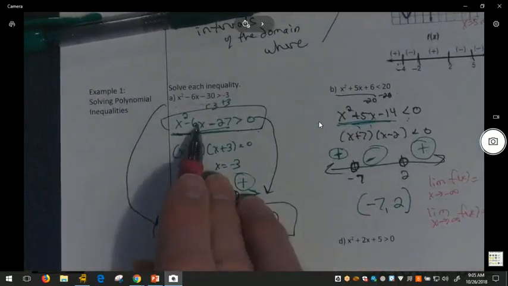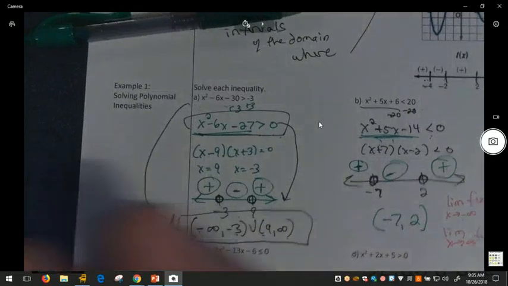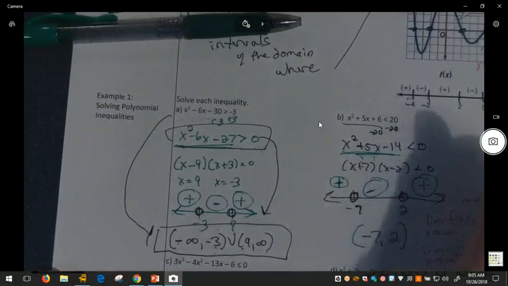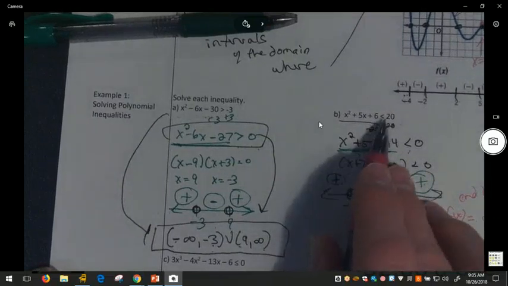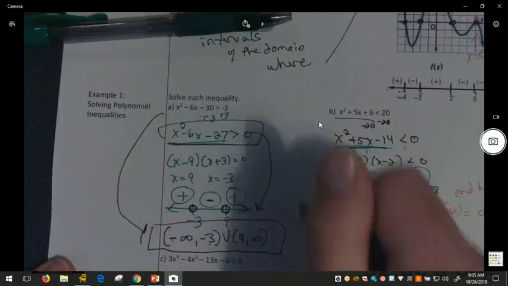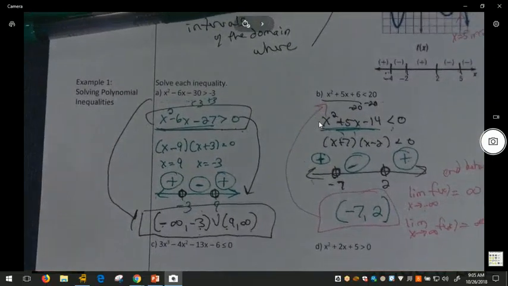You may also be asked for the limit to describe the end behavior. So this is end behavior. This is just making our sign chart, which is part of our evidence to solve the inequality. This is our answer for the inequality.